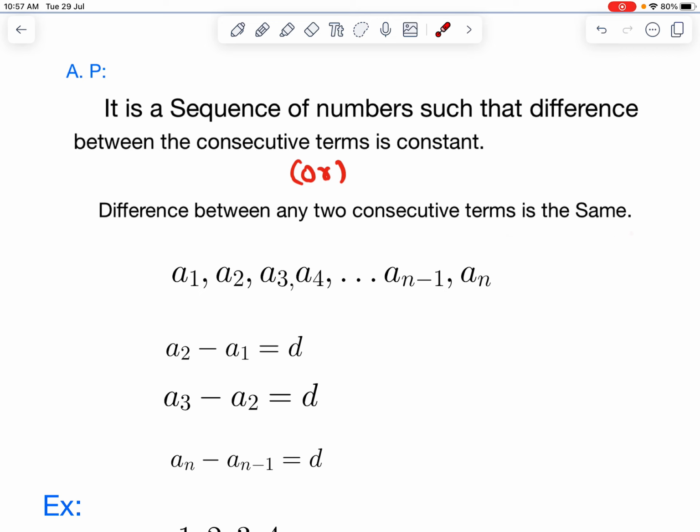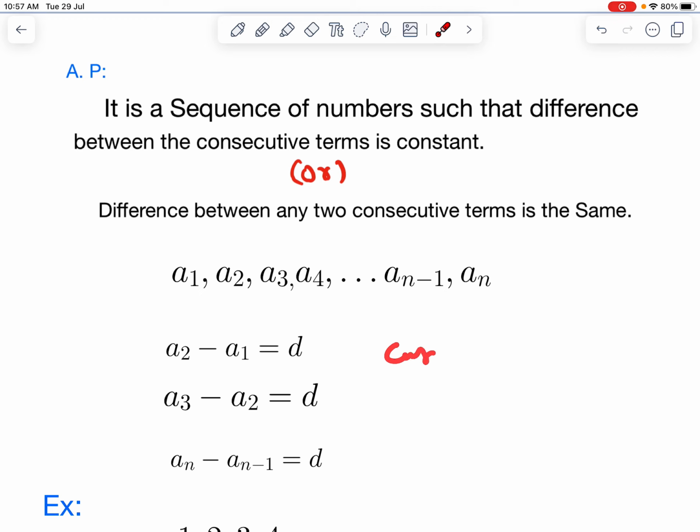Okay, suppose 1, 2, 3, 4, 5, and so on. 2 minus 1, constant 1. 3 minus 2, constant 1. And 4 minus 3, constant 1. Okay, the constant is the same.